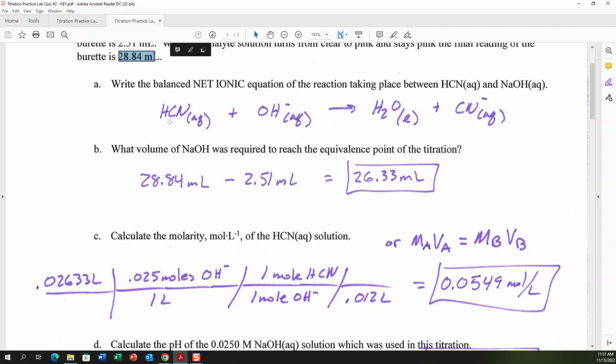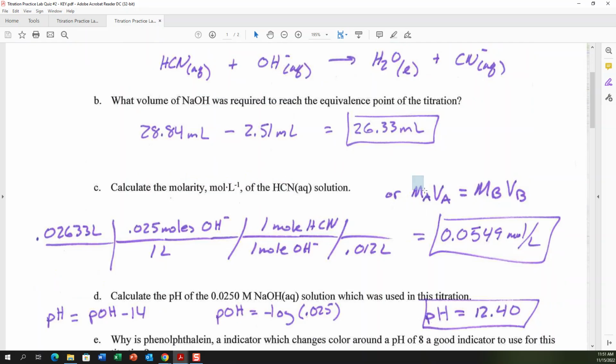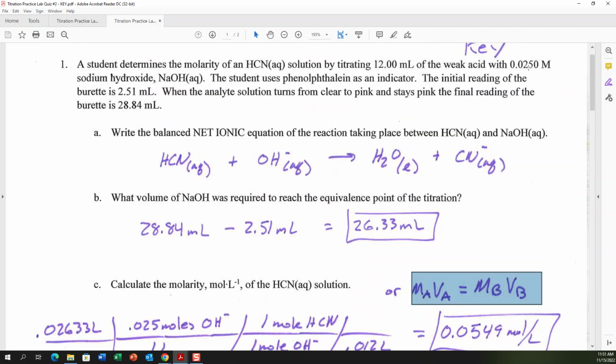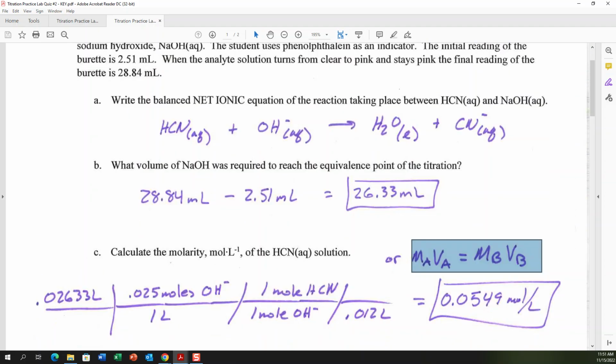Now remember, because this was a 1-to-1 acid-base ratio, because we have one H plus and one OH minus, we could do our shortcut to answer this question, calculating the molarity of the HCN. So we could do MAVA equals MBVB. So VA would be 12 milliliters. Molarity of the base is 0.025, and the volume of the base is what we calculated here, 26.33. So we could just solve for molarity of the acid.